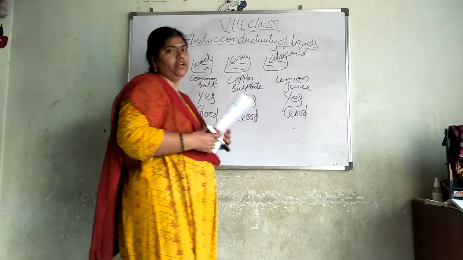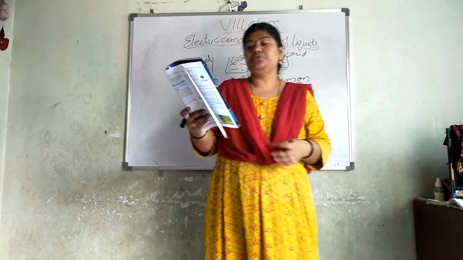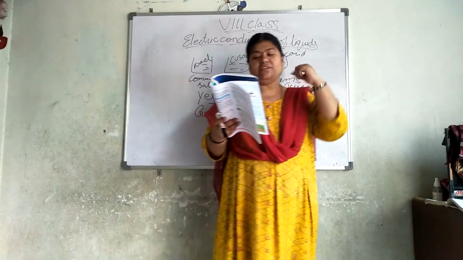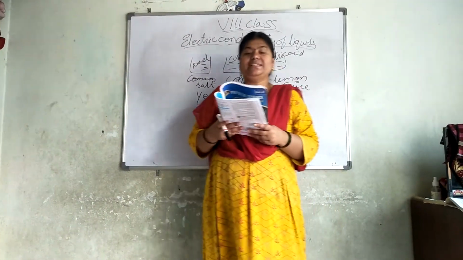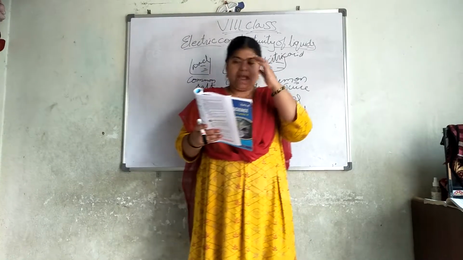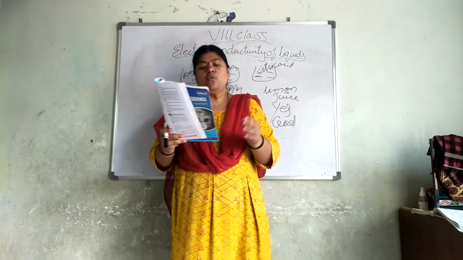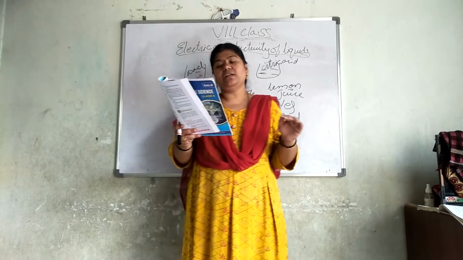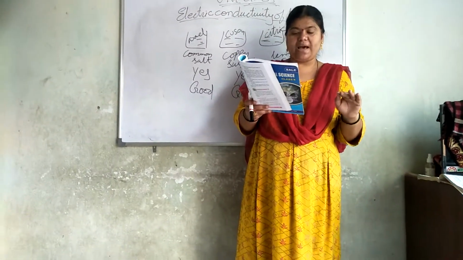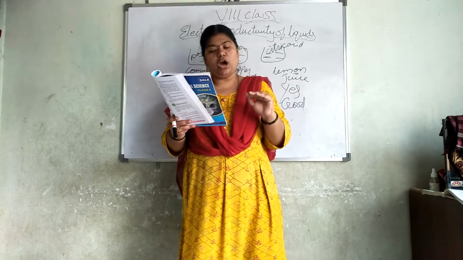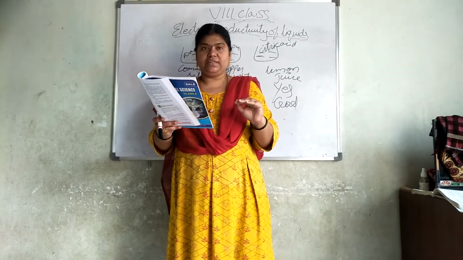Only in the distilled water the bulb will not glow, but when the distilled water is mixed with salt, copper sulfate and lemon juice, we can see that the bulb will glow, and they are good conductors of electricity. From the above observations, what can be inferred? Distilled water does not allow the electric current to pass.